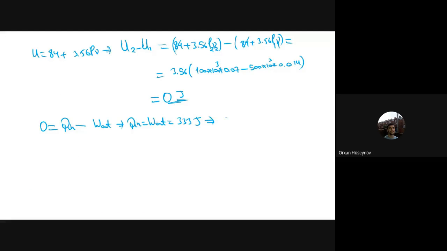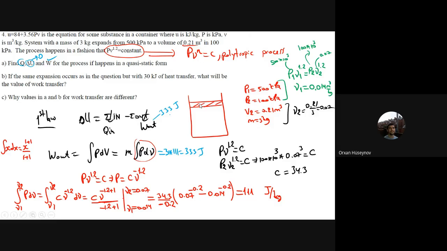So what it means is that all heat is used for work. All of the heat that is given into the system is used for the work, the boundary change. There is no internal energy change.